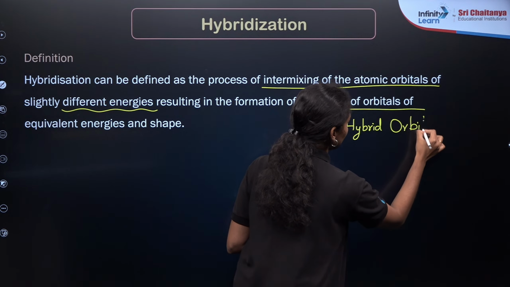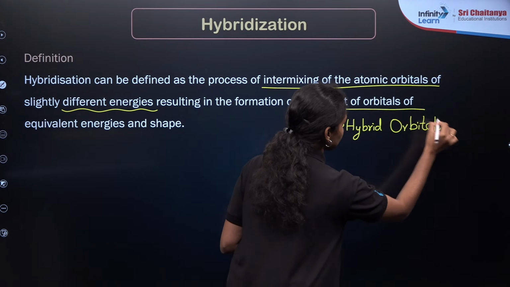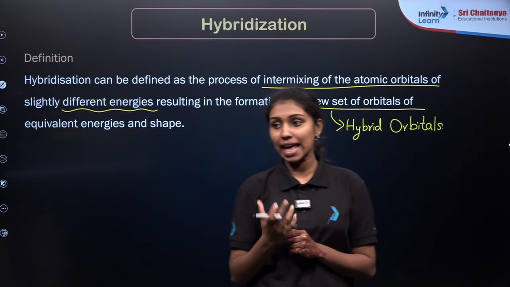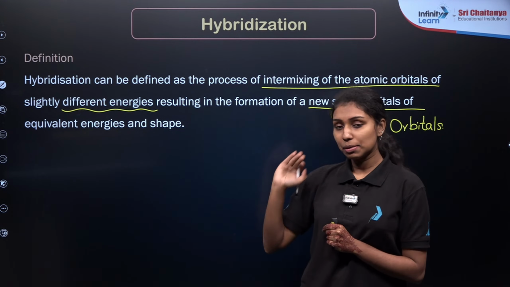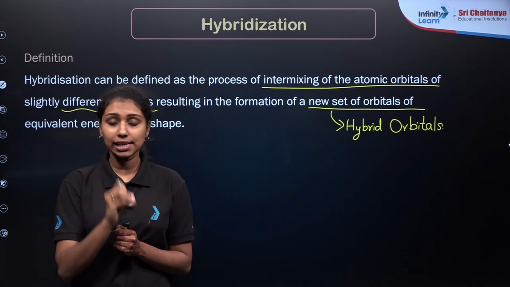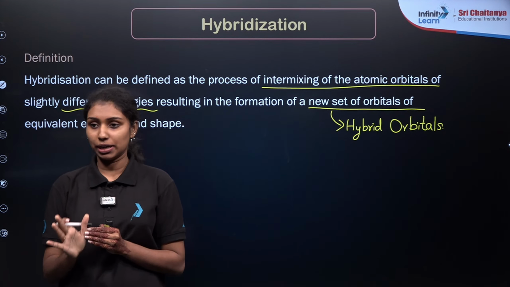So is there anyone asking about the hybridization? You can define the hybridization as a process of intermixing of orbitals having almost similar energy to form the new type of orbitals known as the hybrid orbitals. That will be the exact definition for the hybridization. I hope you understand the concept of hybridization. Is that clear?